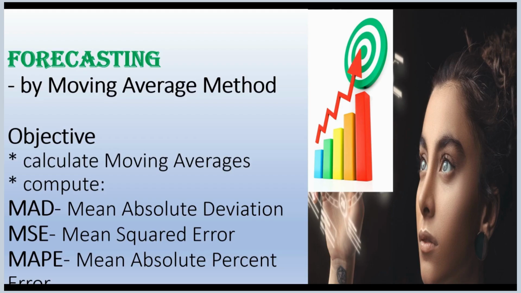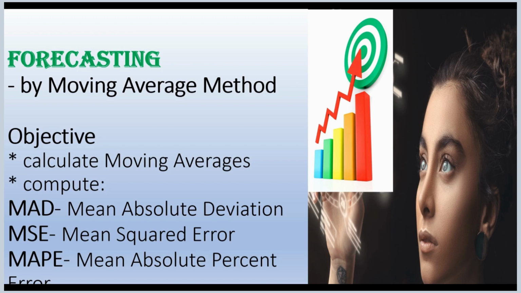In this video, we will be calculating the moving averages as well as computing the error measures. These statistics are computed to understand the fits of different forecasting and smoothing methods. In my upcoming video, we will be dealing with time series data with seasonality and irregularity. So let's dig in. We are forecasting by the moving average method.